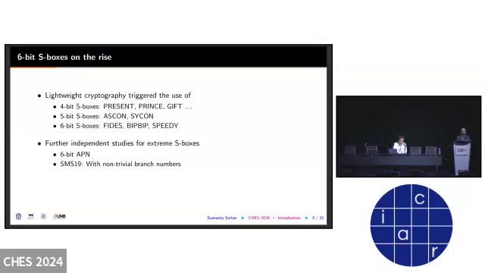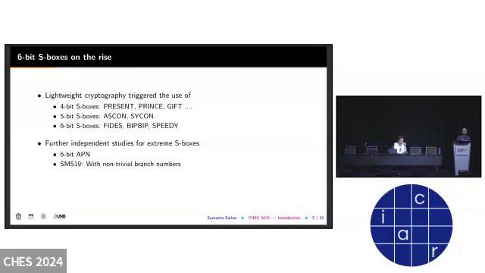So, for example, when lightweight cryptography started, it started with the research on 4-bit S-boxes. We saw various constructions of 4-bit S-boxes in designs like PRESENT, PRINCE, or GIFT. More or less, 4-bit was a bit saturated. Then we saw S-boxes in dimension 5. ASCON took the Keccak S-box and modified it for the design. And then we also saw a 5-bit S-box being used in the AEAD SICONV.